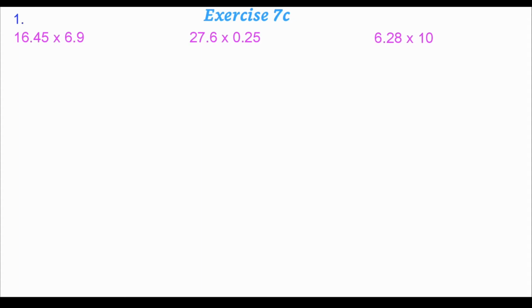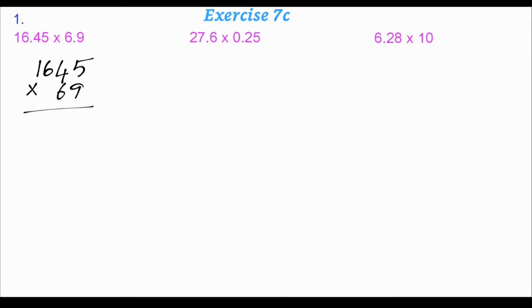Let us start with our exercise. Exercise 7C, first one, find the following. Second subdivision. We are going to multiply now. 16.45 into 6.9. So we will multiply by considering it as a natural number. So 1645 into 69.